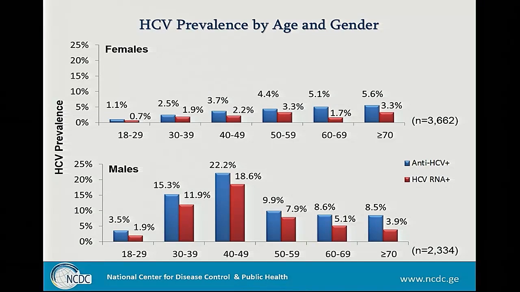There were some marked differences by age and gender. You can see that the males have a much higher prevalence than females, particularly 40 to 49. It turns out this coincides with the breakup of the Soviet Union, and there was somewhat of a civil war in the country. When you hear a little bit of the history behind it, Georgians do understand why the prevalence is this way.